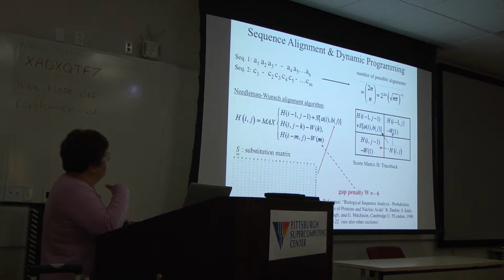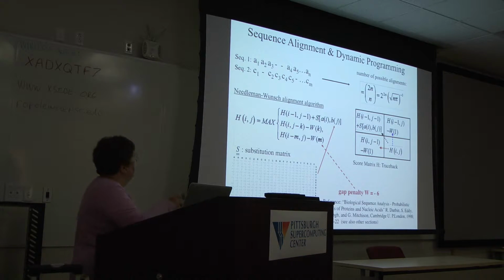And the most famous ones there are the Smith-Waterman or Needleman-Wunsch algorithms. They're very simple algorithms. You have two sequences.